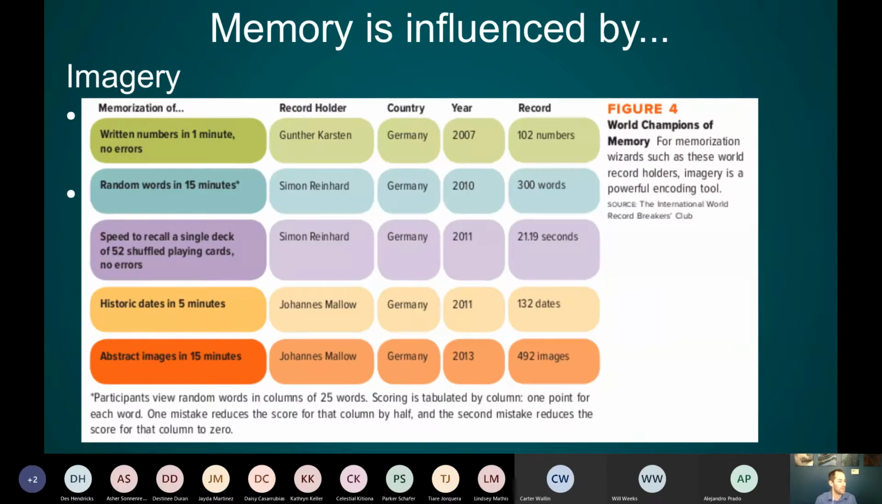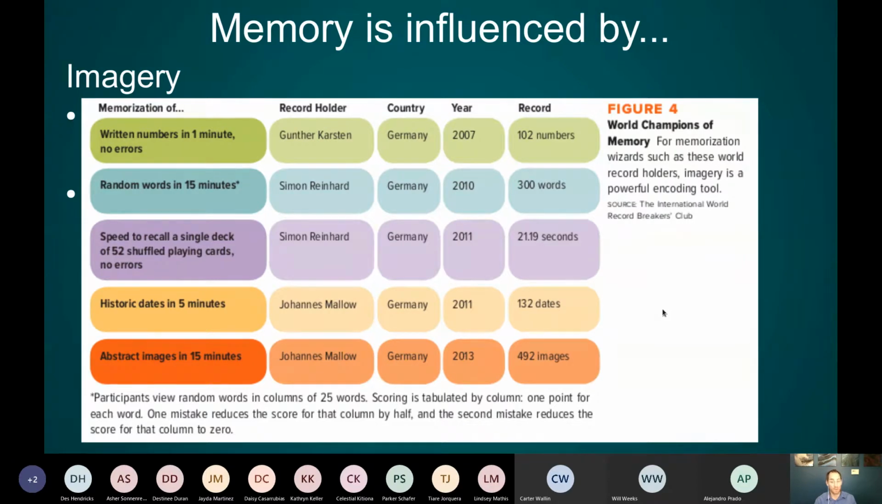Oh, I never even noticed that. They are all from Germany. It looks like it's 3 people. Simon Reinhardt has 2 of these records. Johann Mallow, I'm not sure if I'm pronouncing their names right, and Gunther Karsten has 1. So 3 people hold all these different records, but they're all using imagery was the main point.